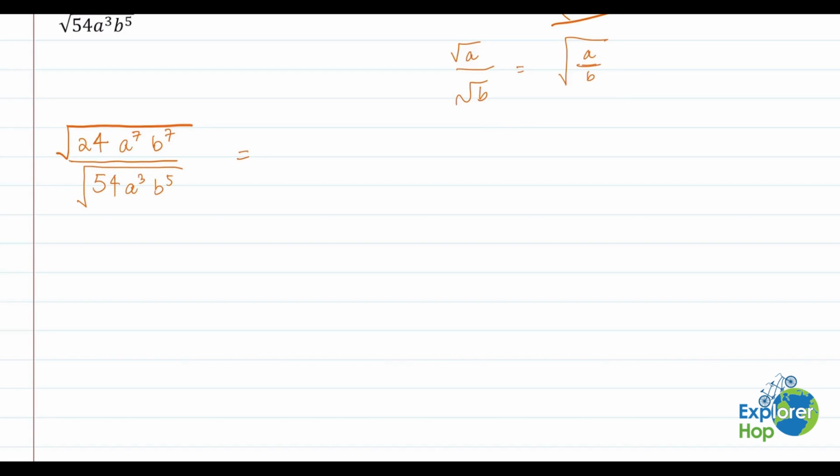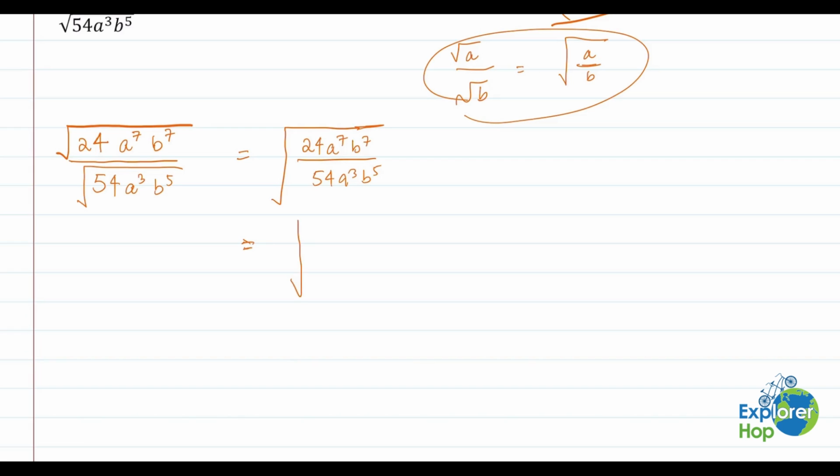Now we can use this fact to rewrite this fraction as the square root of 24 a⁷ b⁷ over 54 a³ b⁵. We can easily simplify what's inside the square root because there's an a⁷ in the numerator and an a³ in the denominator. When this is the case, we can subtract the powers from each other. So subtracting the powers, we get a to the power of 4, and similarly for b, we get b to the power of 2.